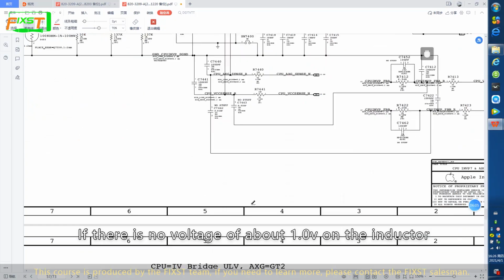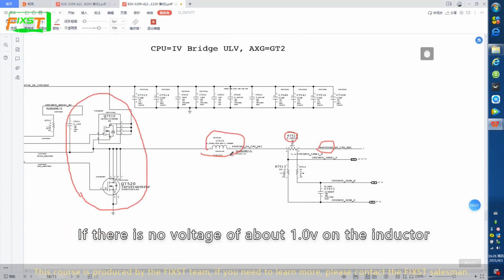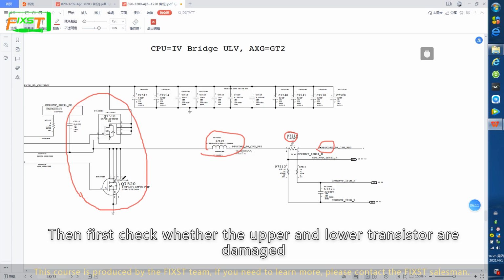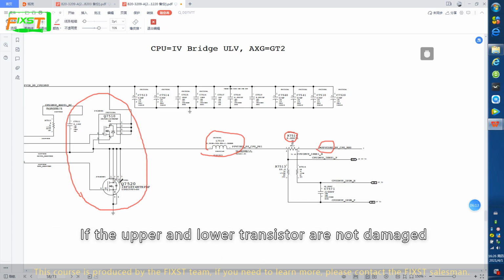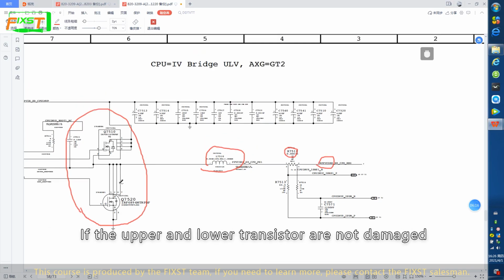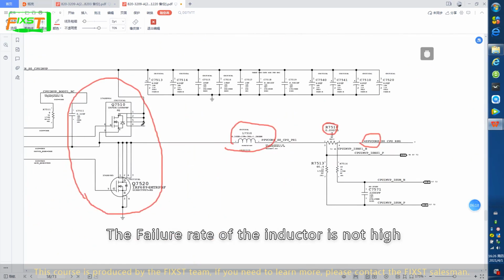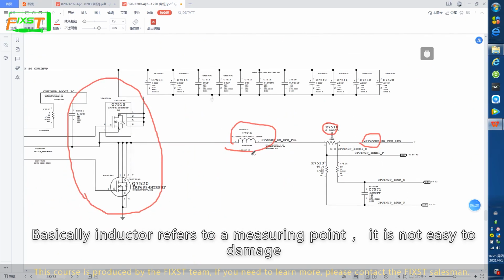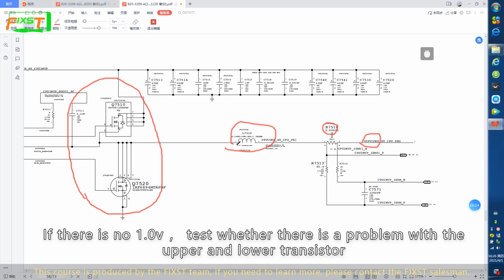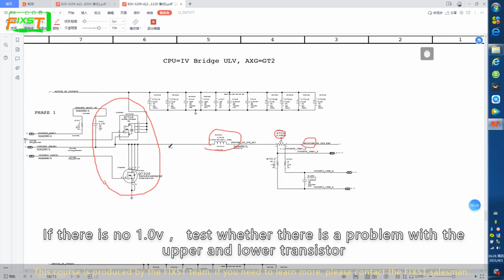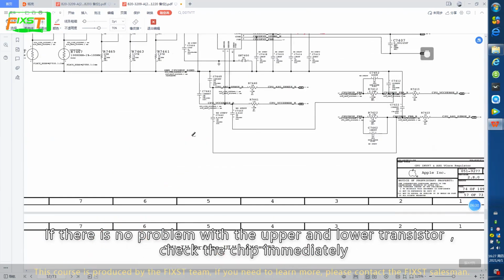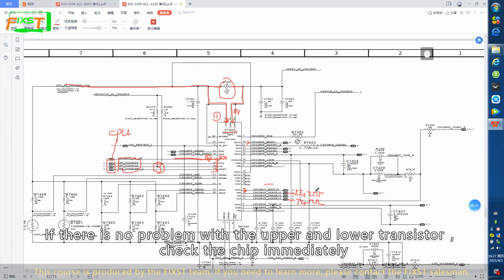If there is no voltage above 1.0 volts on the inductor, then first check whether the upper and lower transistors are damaged. If the upper and lower transistors are not damaged, the failure rate of the inductor is not high. Basically, the inductor is just a measuring point. It is not easy to damage. If there is no 1.0 volt, test whether there is a problem with the upper and lower transistor. If there is no problem with the upper and lower transistor, check the chip immediately.